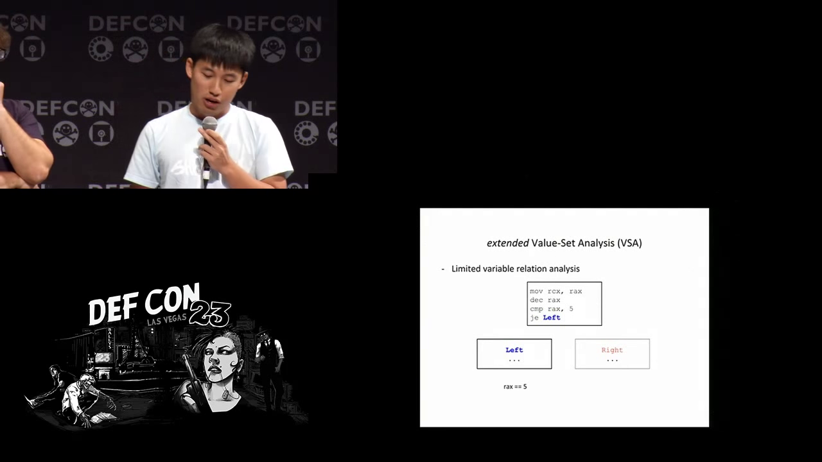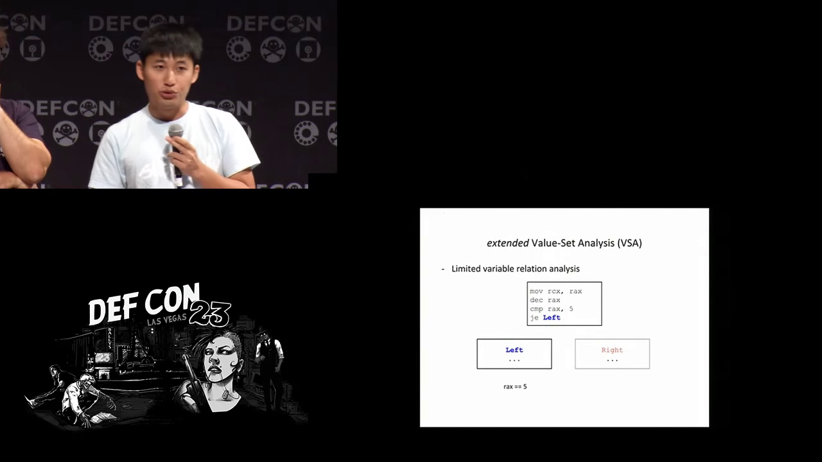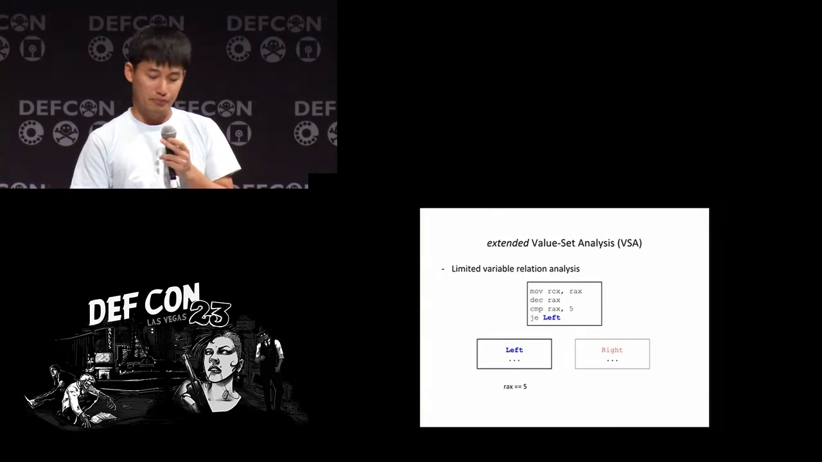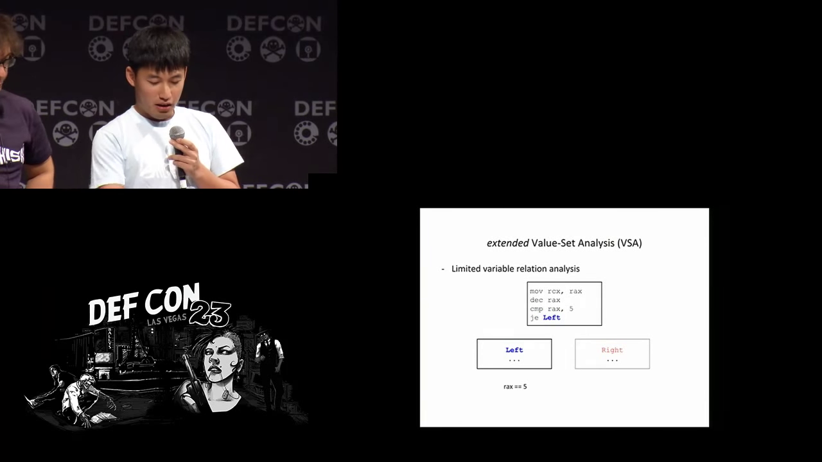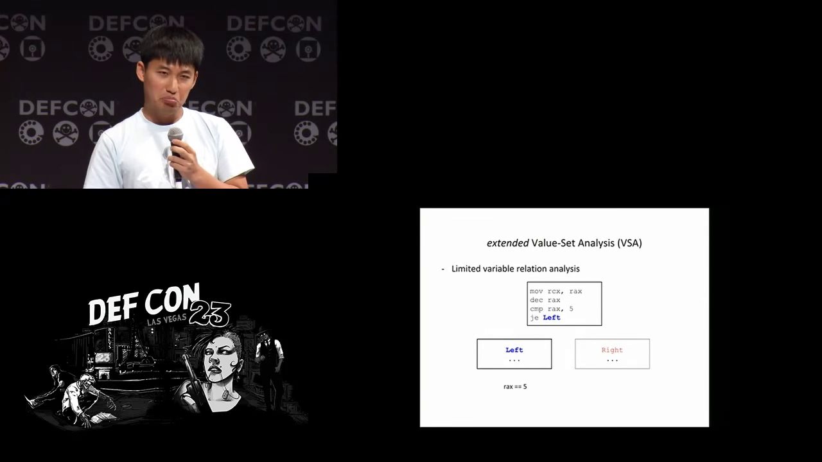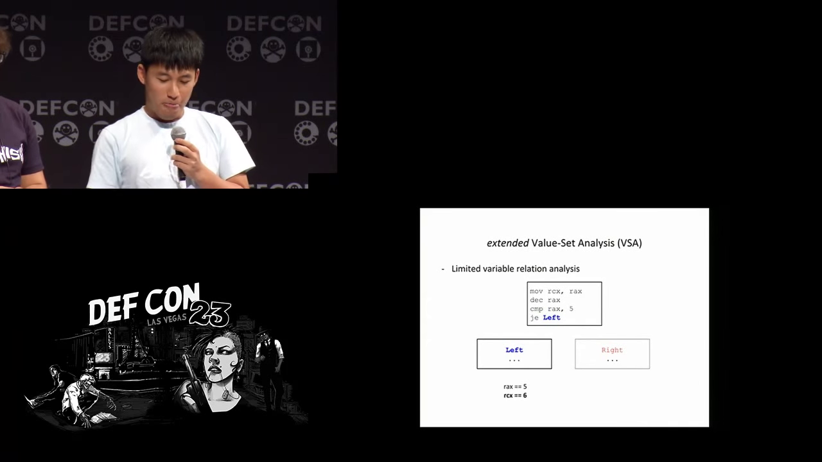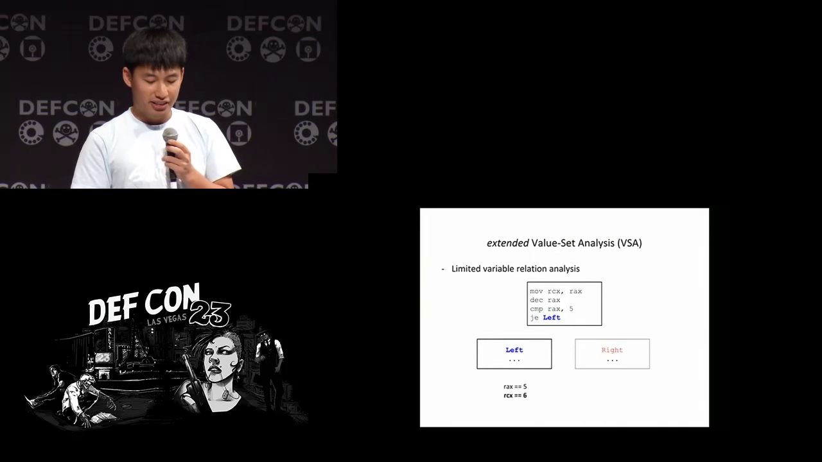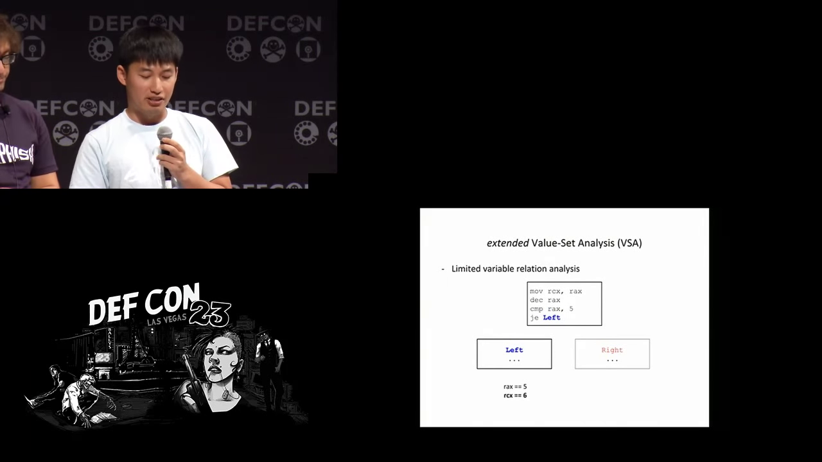We extended the original value set analysis with the following two improvements. The first one, we name it limited variable relation analysis. For example, in this case, normal VSA will be able to tell the bound of RAX. RAX should be 5. What is RCX? Well, they don't do any relation tracking. They don't know that. We are doing some limited amount of variable relation tracking. And then in this case, we are able to tell, oh, RCX equals RAX plus 1, and RCX should be 6.